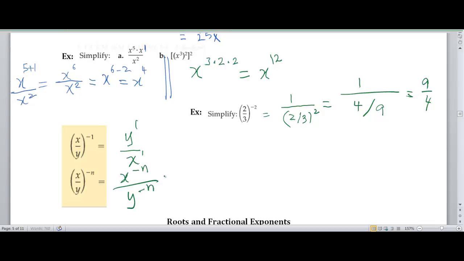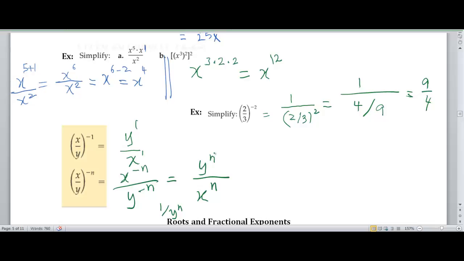So let me derive this for you. From above, we know that they move down. The x to the -n is going to move down, and it's going to become positive, x to the n. And then y to the negative n moves down within the fraction, so it actually becomes 1 over y to the n. But when you have a fraction inside the fraction, you always flip the denominator, so 1 over y to the n is actually y to the n.